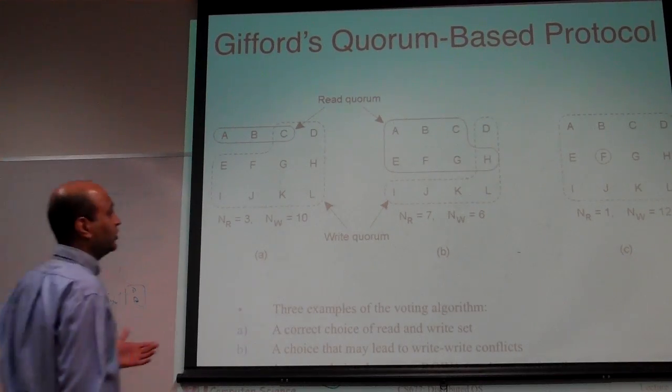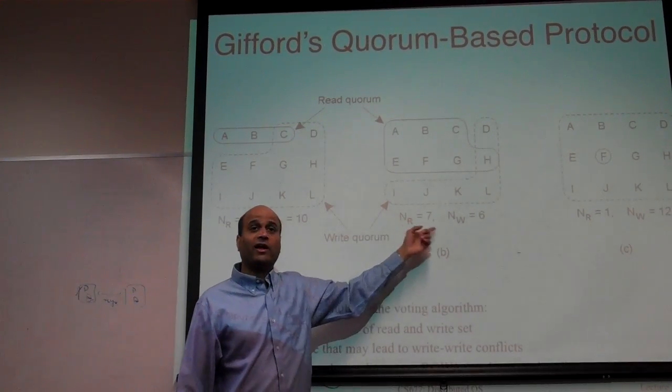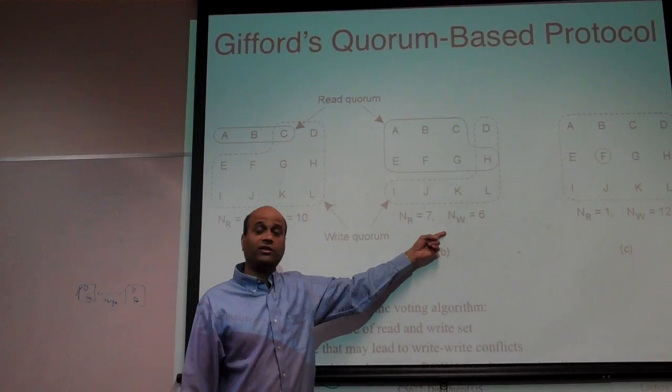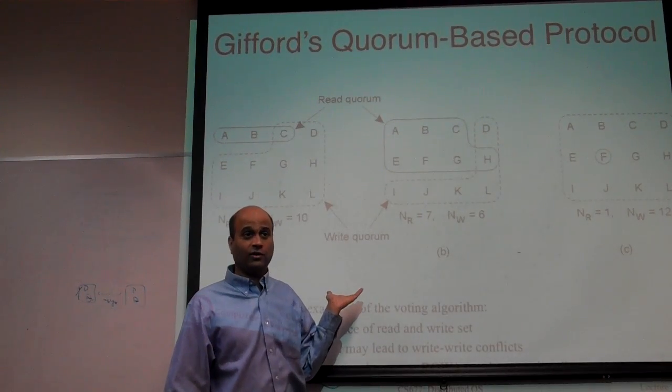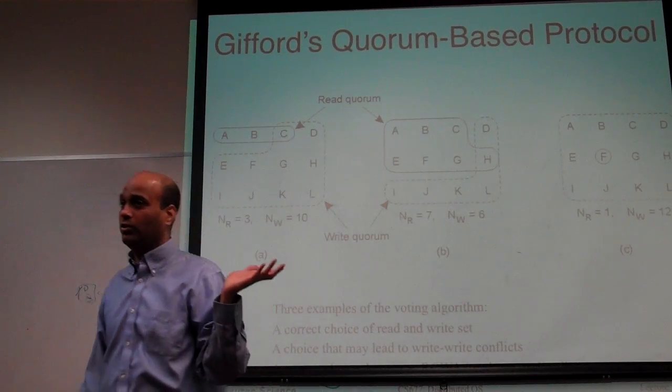So this should clearly tell you that NR has to be at least smaller than NW, and NW has to be at least half, because you want a majority to agree. There is a majority rule.